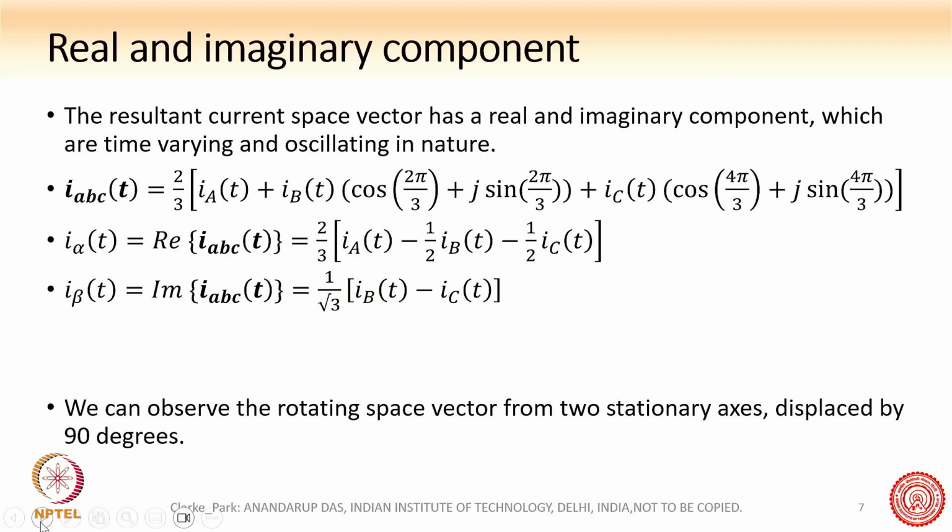Now this space vector, the resultant current space vector, has a real and imaginary component, which are time varying and oscillating in nature.